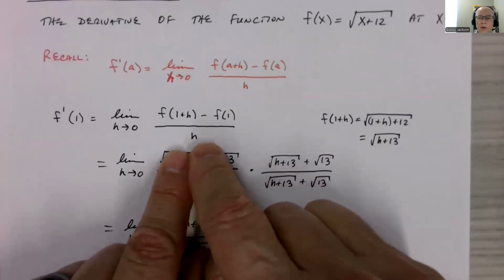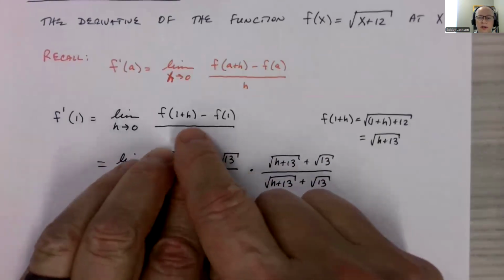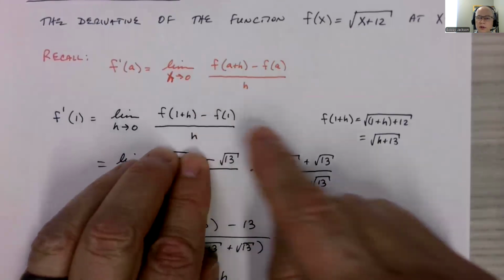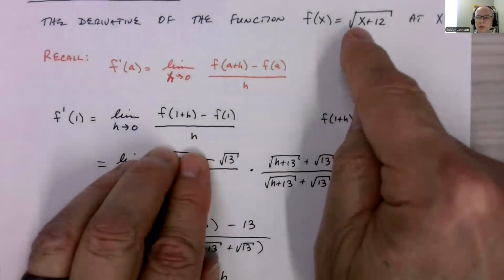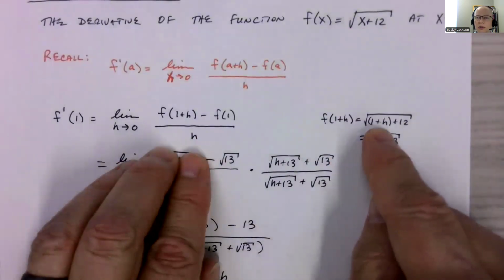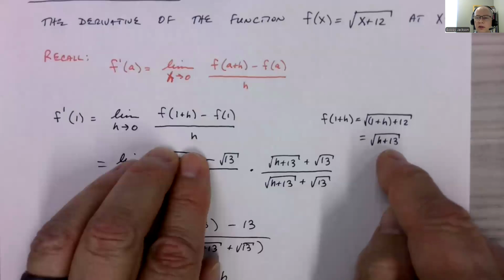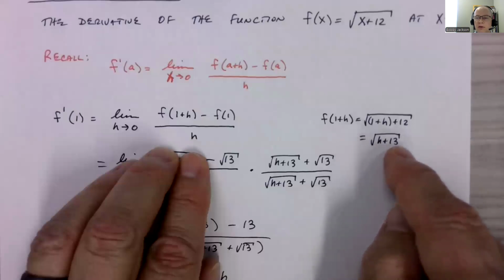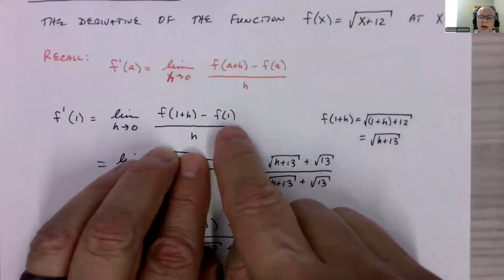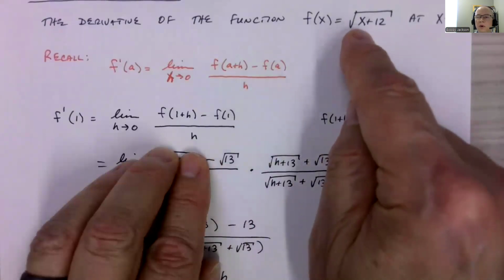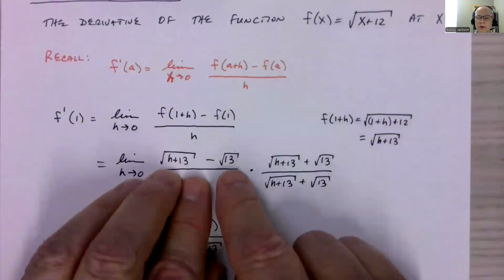And now we want to evaluate this. So how do we do that? What is f of 1 plus h, first of all? Well, f of 1 plus h, I'm going to replace x with 1 plus h. So under the radical, I have 1 plus h plus 12, which is h plus what? 1 plus 12 is 13. So I can't break that up any further, right? It's the square root of h plus 13. And then what is f of 1? Well, if I plug 1 in, I get 1 plus 12. I get square root of 13.